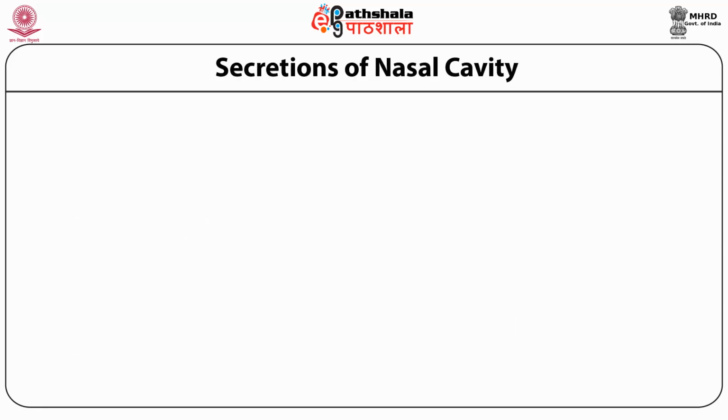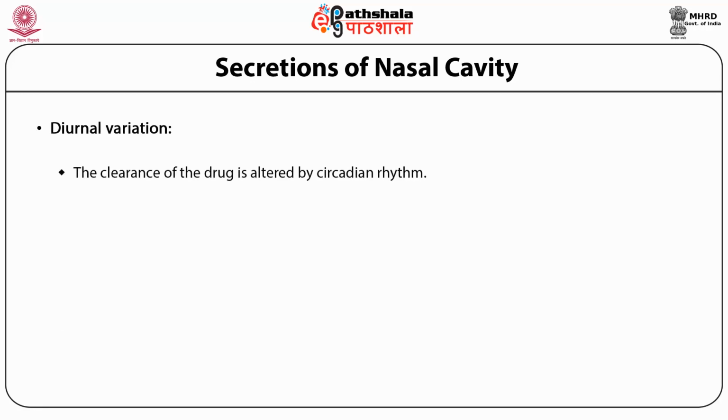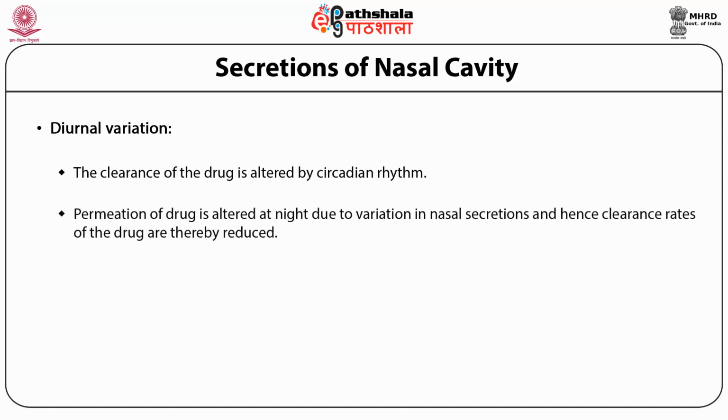The next factor which will affect is the diurnal variation. The nasal clearance of the drug is affected by the circadian rhythm of the body. Permeation of the drug is altered at night due to the variation in nasal secretions, and hence the clearance rate of the drugs is usually very much reduced.